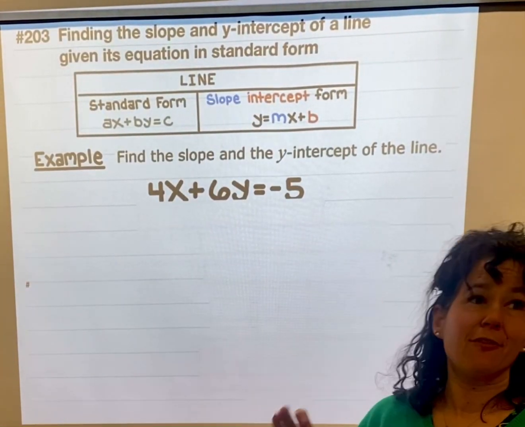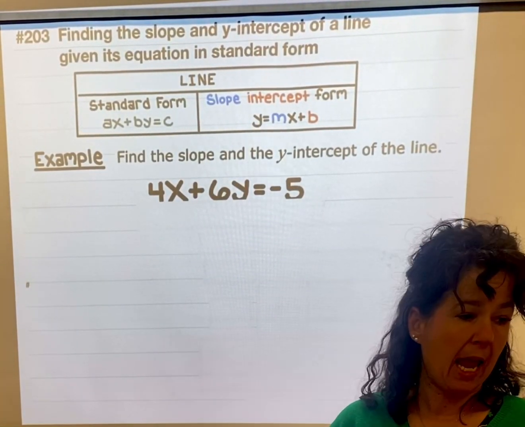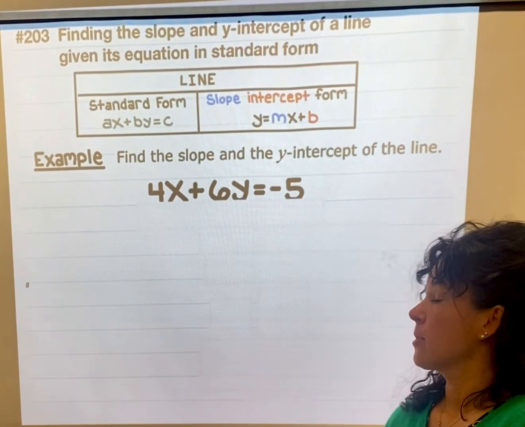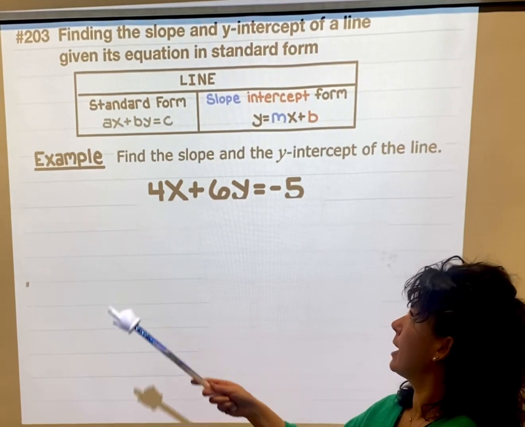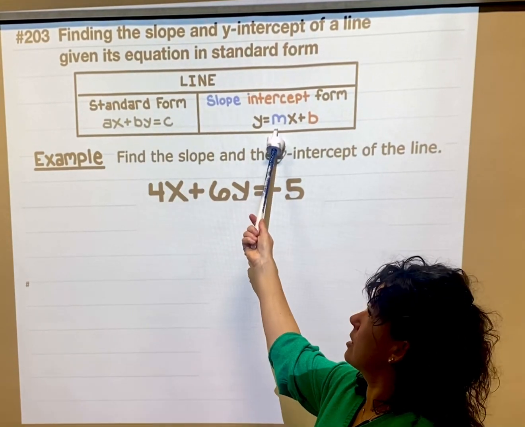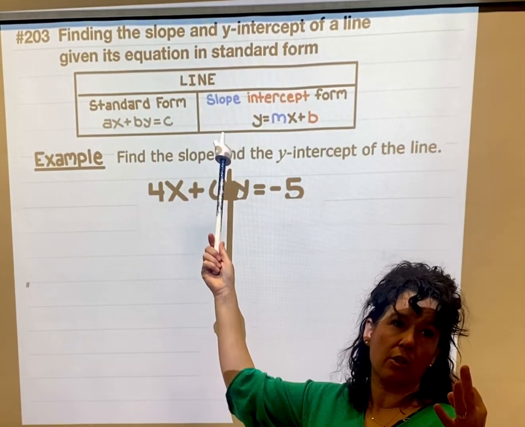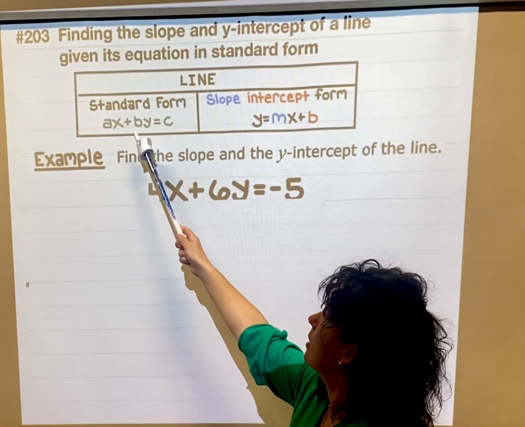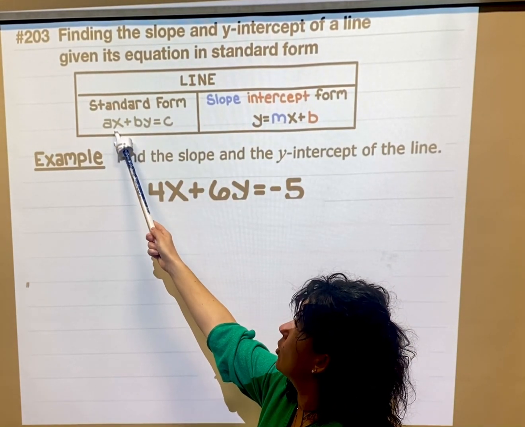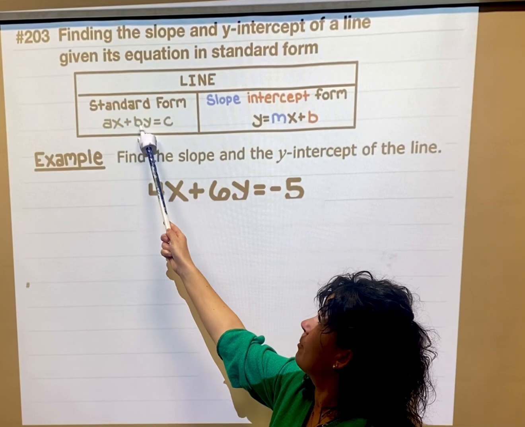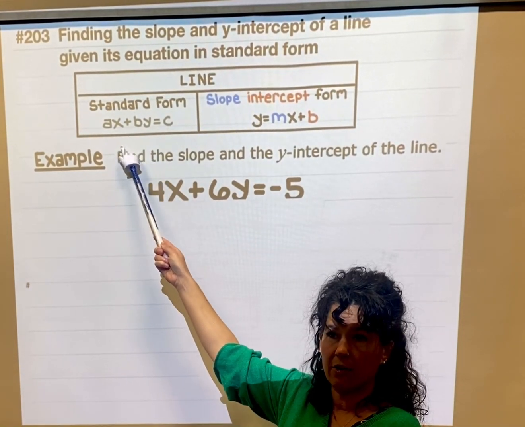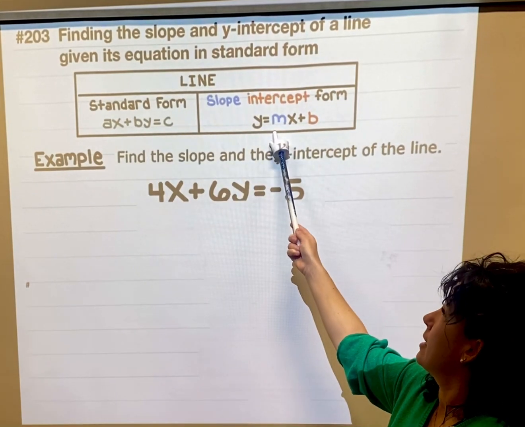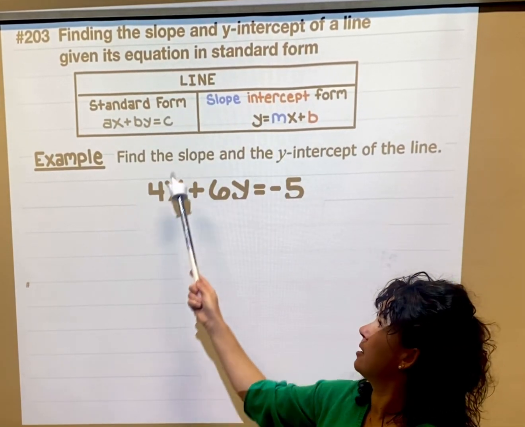If we want to identify the slope and the y-intercept, ultimately what we're going to do is solve for y. There's two different ways that we could write the line. There's actually three if we have point slope form. One of them is standard form: a number x plus a number y equals a number. So if your x's and y's are on the same side, you've got standard form. And then y equals mx plus b.